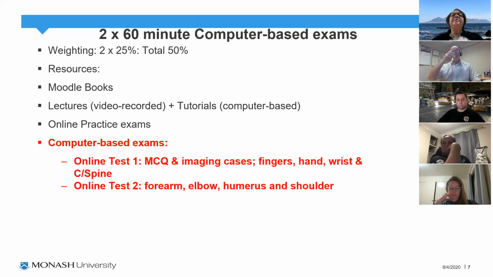The first exam will include a mixture of imaging cases. So the imaging cases will also have the software so that you can go in and manipulate the images, zoom in, change the windowing and things like that. But there will also be a number of multiple choice questions. And test 1 will focus on the fingers, the hand, the wrist, and the cervical spine. And test 2 will be the forearm, the elbow, the humerus, and the shoulder.